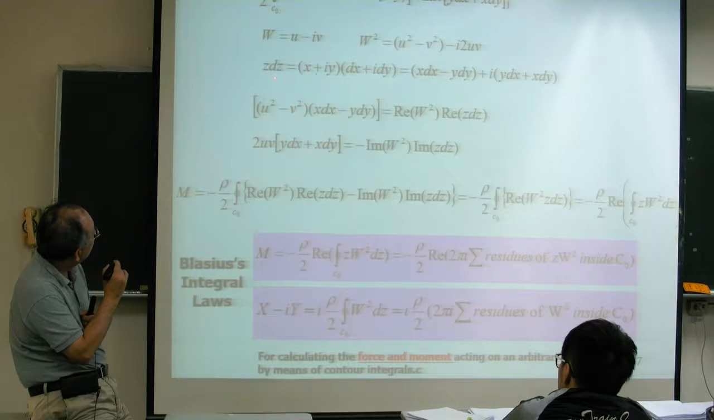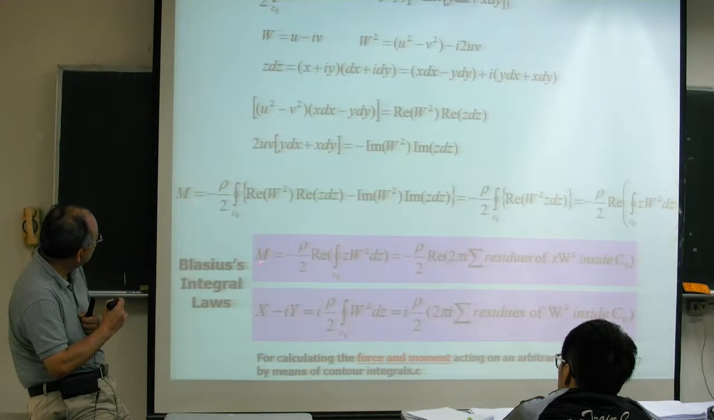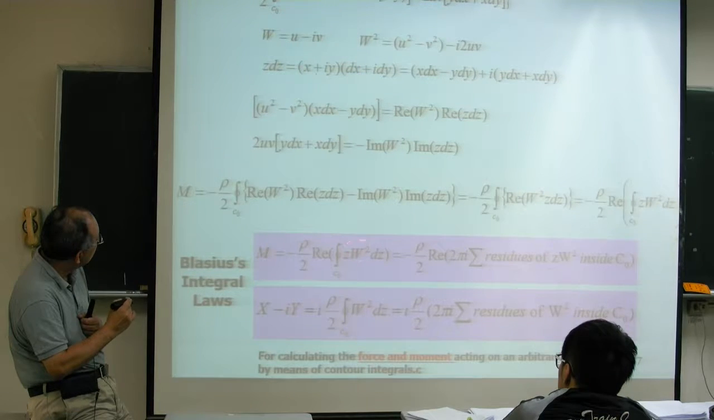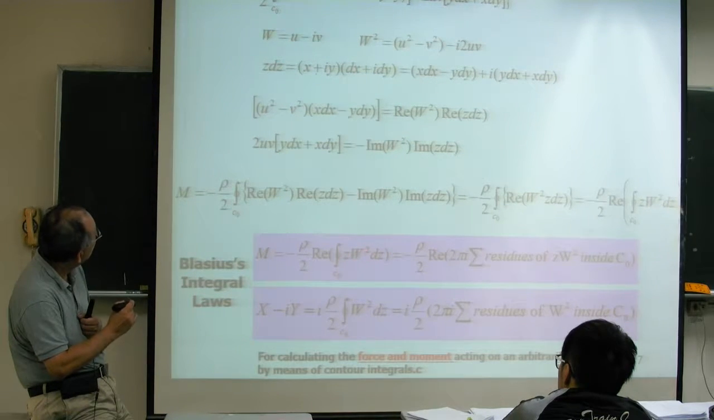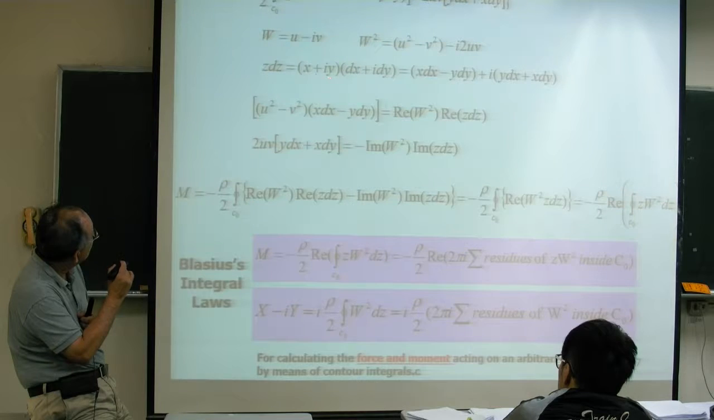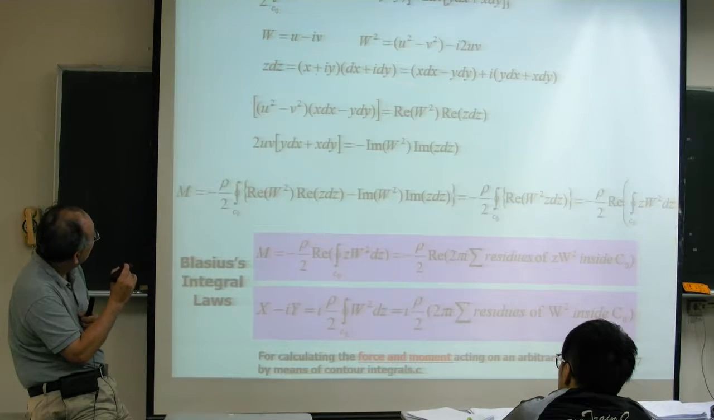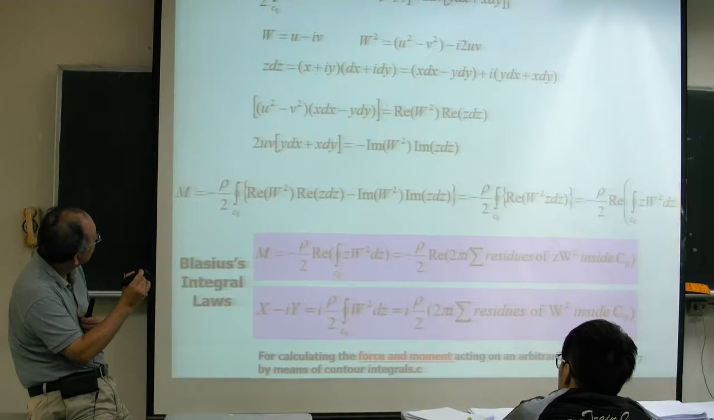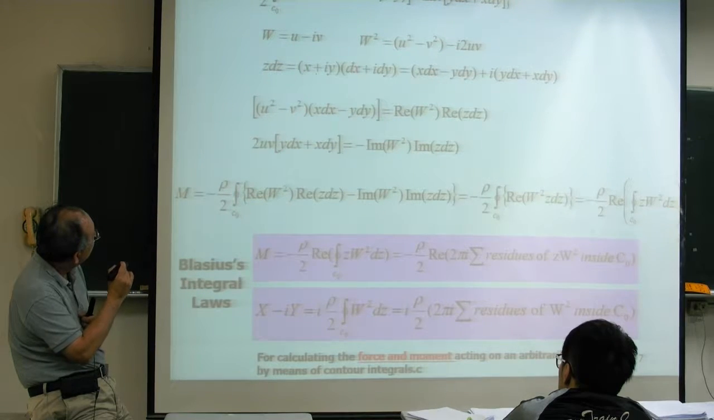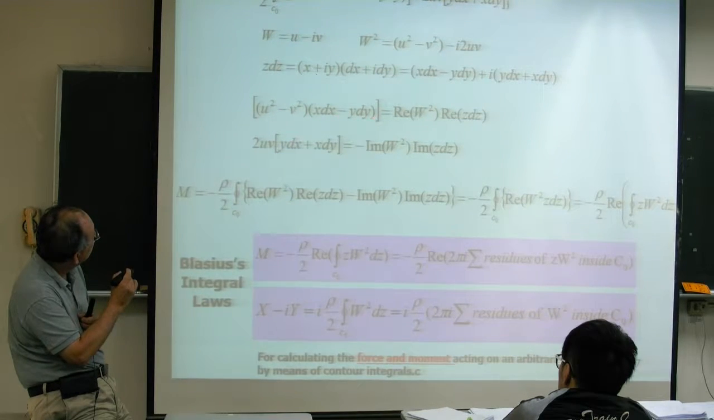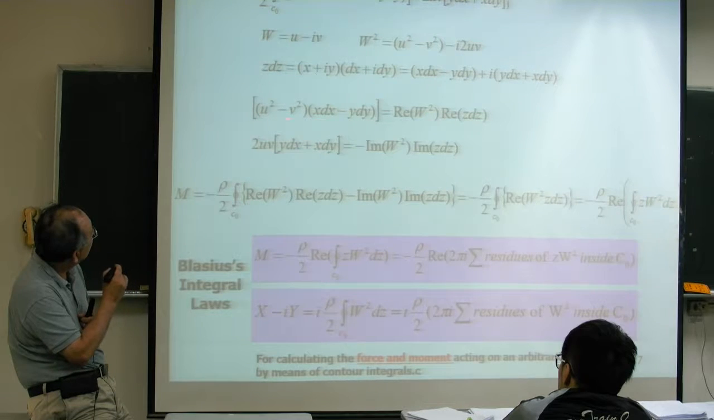And if you do this equation here, we should have Z times W squared and take this closed loop integral. So Z dz: Z is this, dz is this. And if you multiply these two, it becomes like this. And so you multiply by our W squared, right? This is W squared.